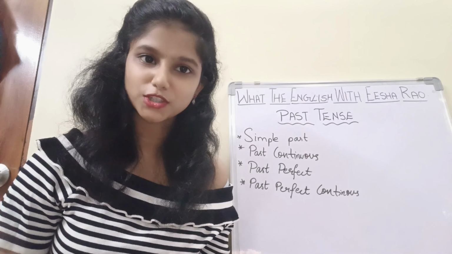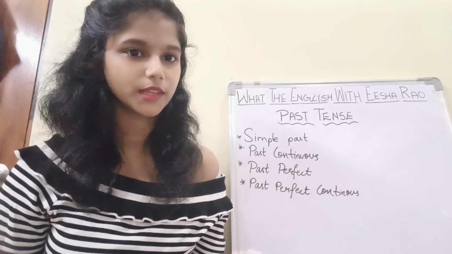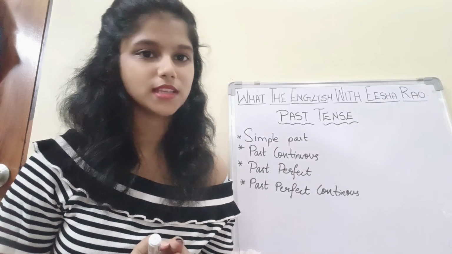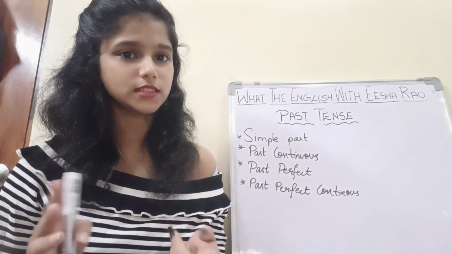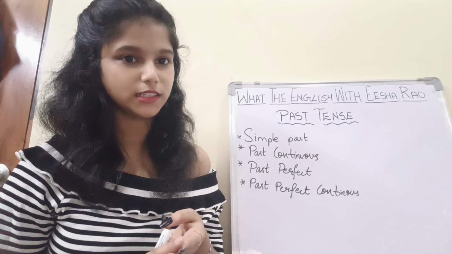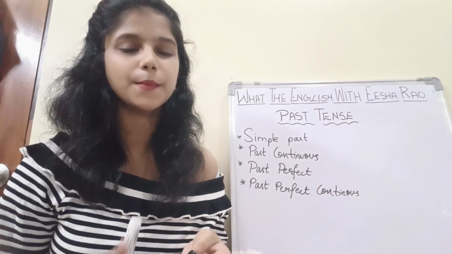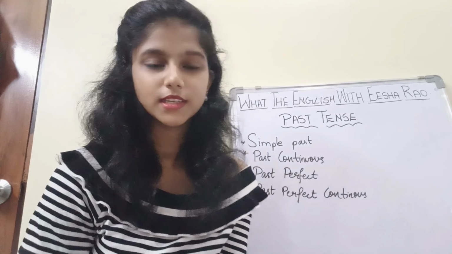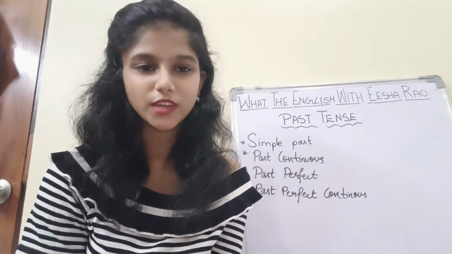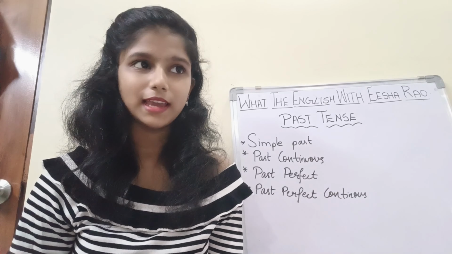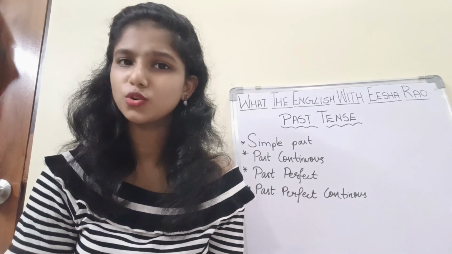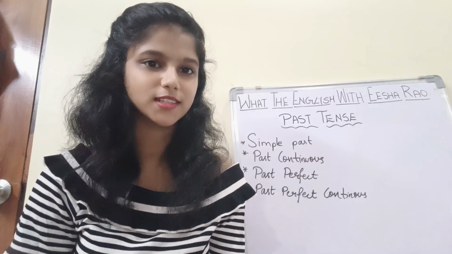Past tense is the action which has already been done. Just like the present tense, past tense is also divided into 4 more tenses. That is the simple past, past continuous, past perfect, and past perfect continuous. So guys, in today's video we are going to learn about each of these tenses in detail, and past tense becomes super easy if you learn your present tense well.